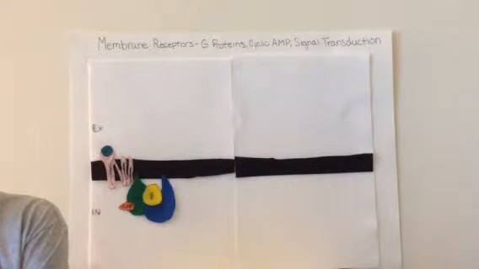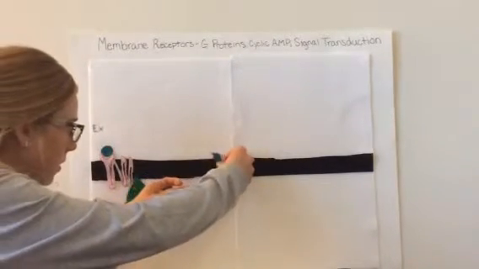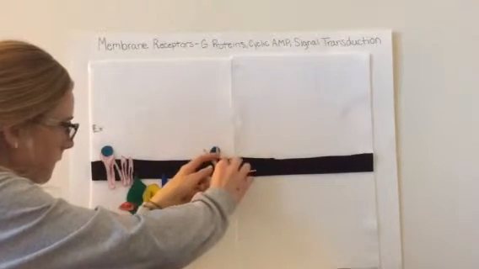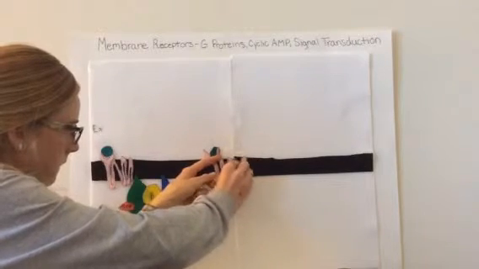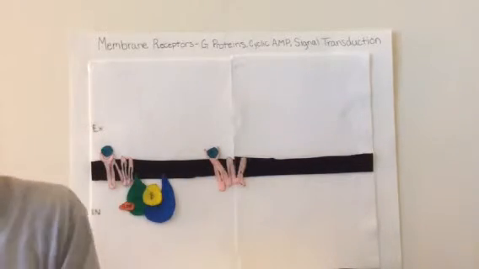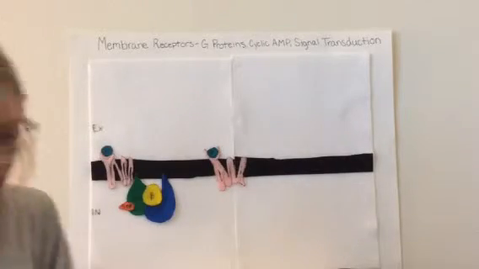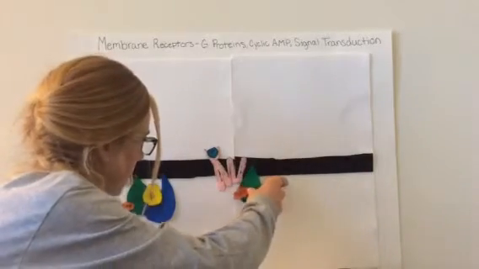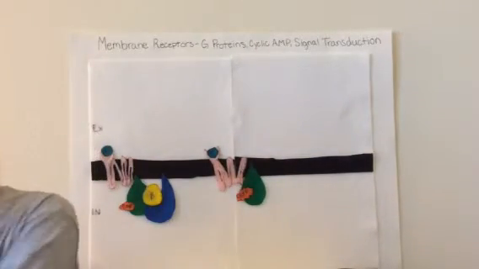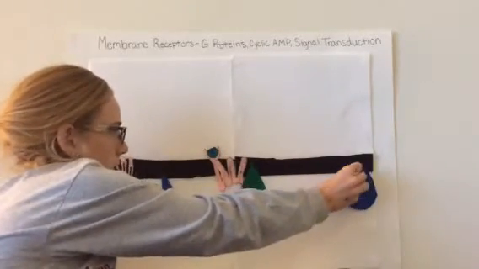The GPCR undergoes a conformational change. The alpha subunit exchanges GDP for GTP, and the beta and gamma subunits dissociate from the alpha subunit.